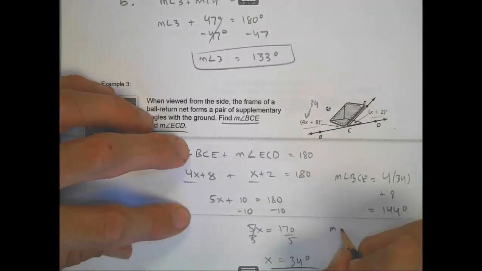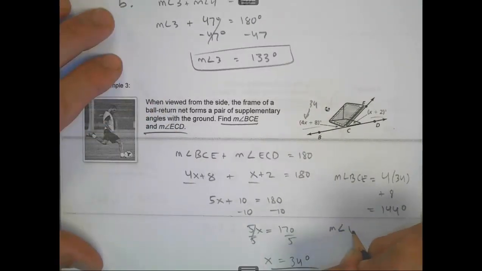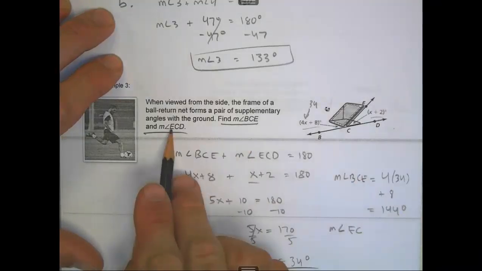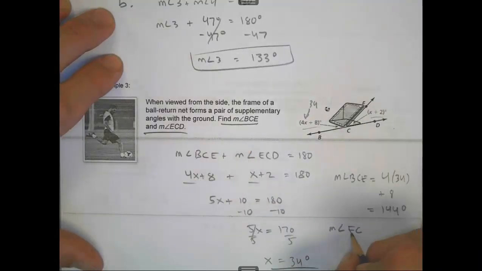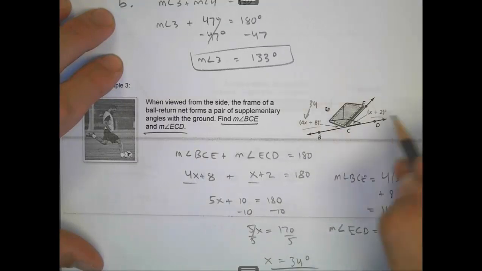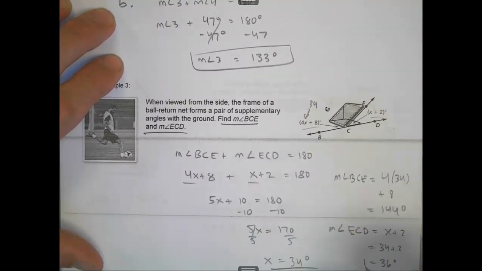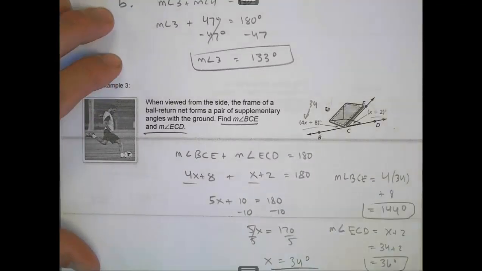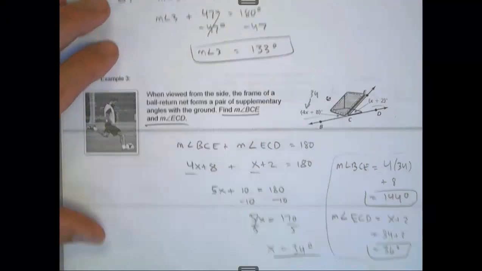And we're also going to find the measure of angle ECD, or DCE, same angle, ECD, is equal to x plus 2. And we know our x is 34. 34 plus 2 is 36. There's our answers down here.